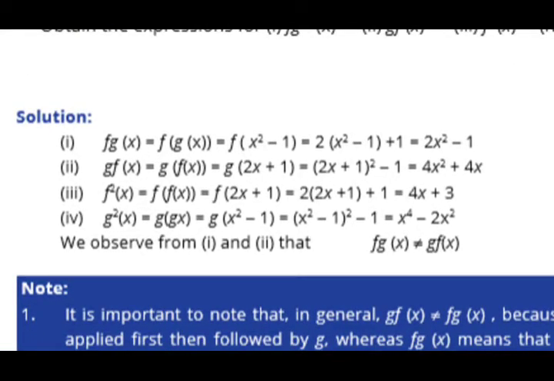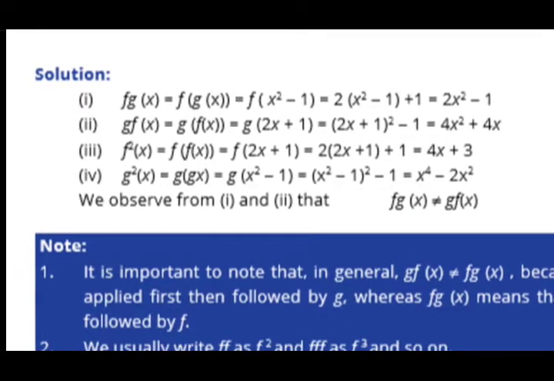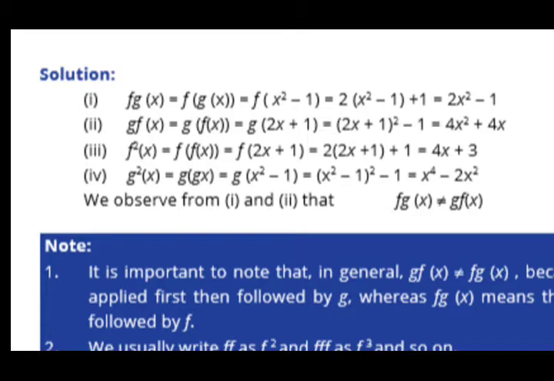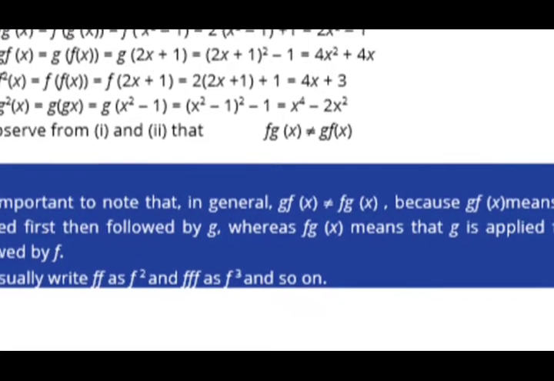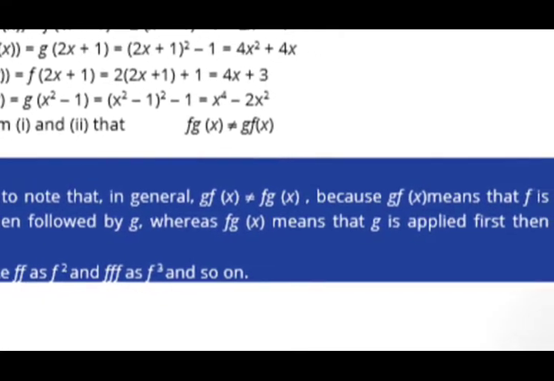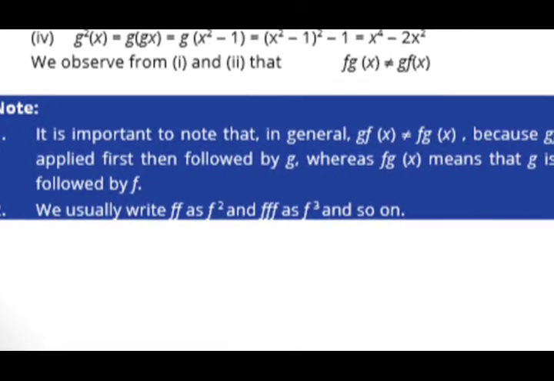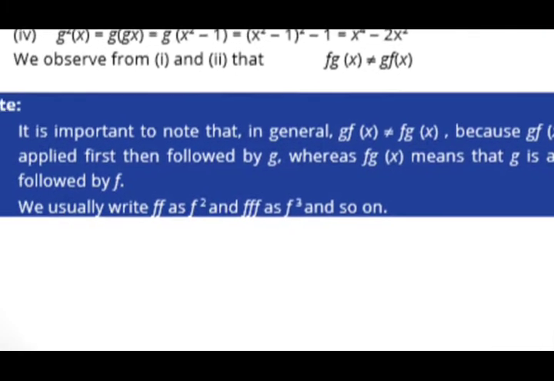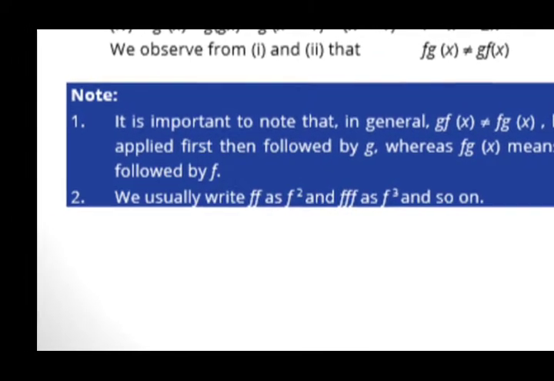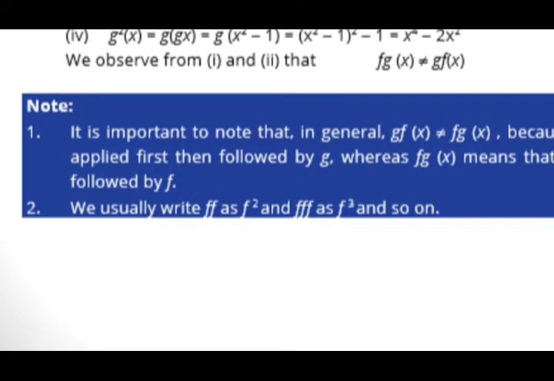Here we observe that f of g and g of f are not equal. And the same note is there: f of g and g of f are not equal, because g of f of x means f is applied first followed by g, whereas f of g means g is applied first followed by f. We usually write f of f as f square, and f of f of f as f cube, and so on.